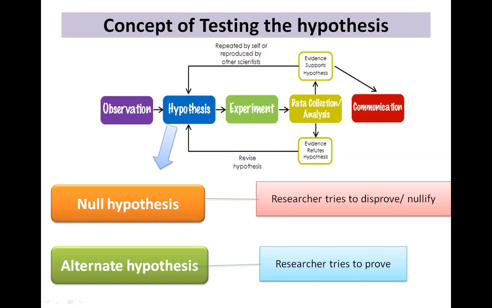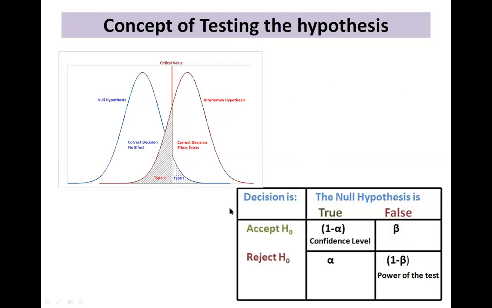So friends, we know that there are two types of hypothesis. One is in favor of how the researcher is thinking. So that is an alternate hypothesis. Another is the one which is disapproved, not accepted or nullified by the researcher. That is a null hypothesis.